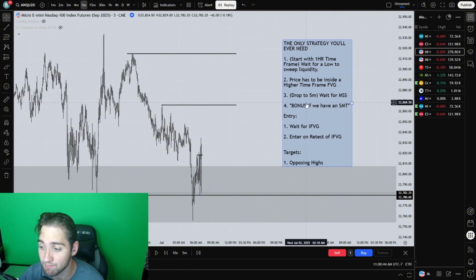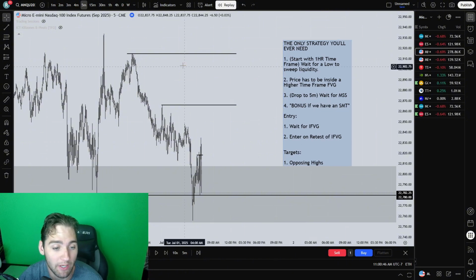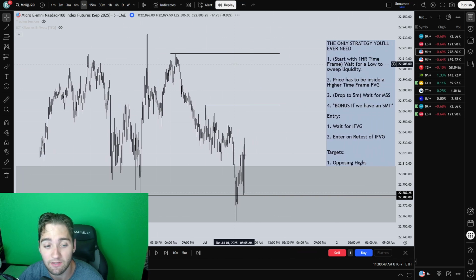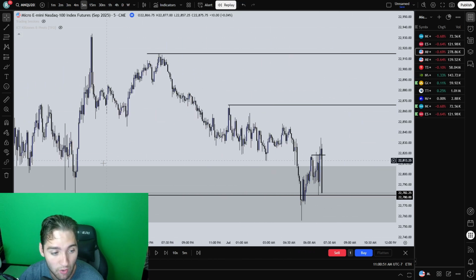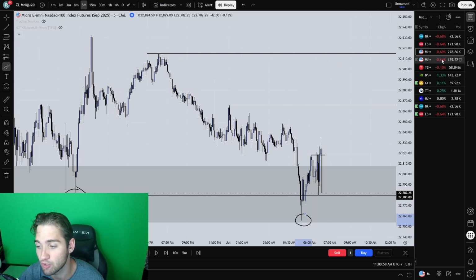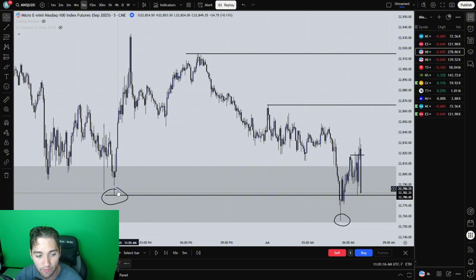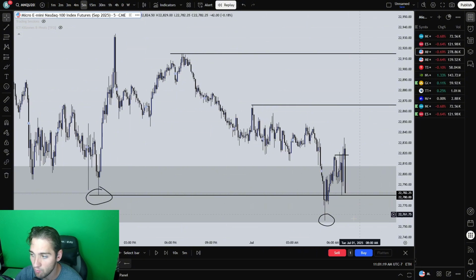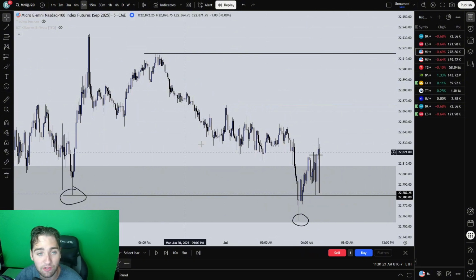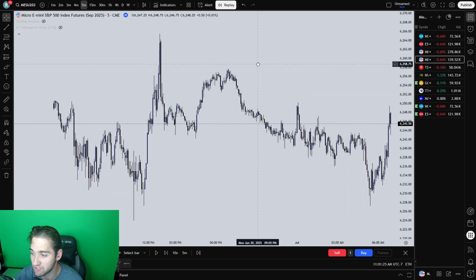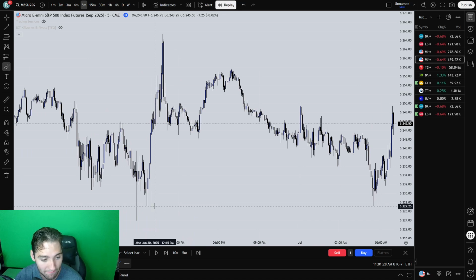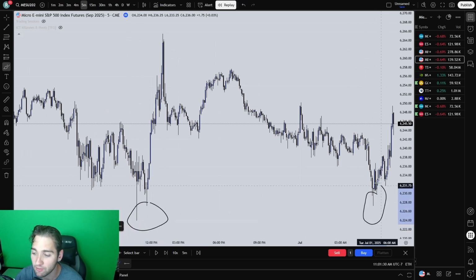If you have an SMT divergence, this is amazing, by the way. So we have this low here. As you can see, we have this lower low. If we go to S&P 500, oh wait, I don't know if you guys could see that. Basically we have this low here, we have a lower low here. And if we go on S&P 500, they should actually be opposite, as you can see. So we have these lows, and we have a higher low this time.